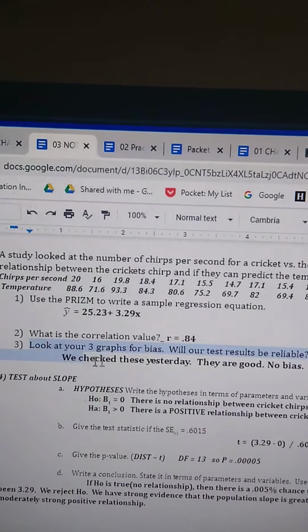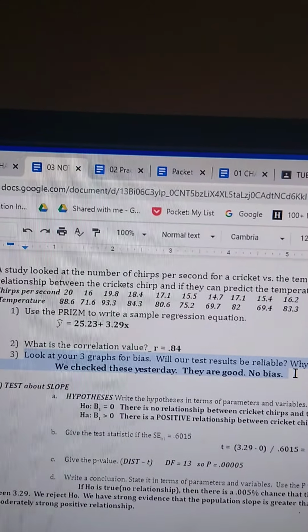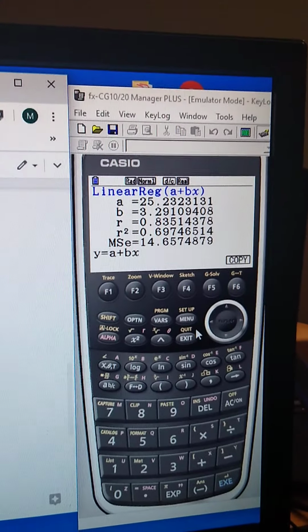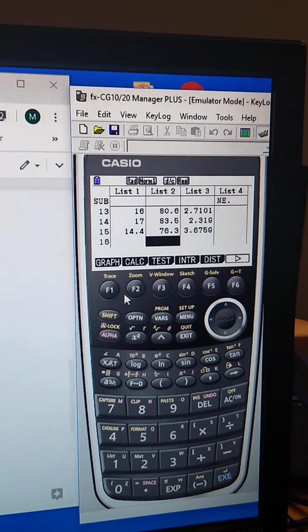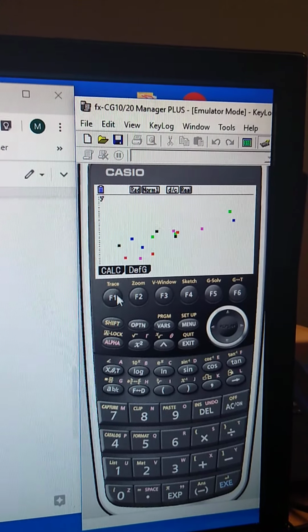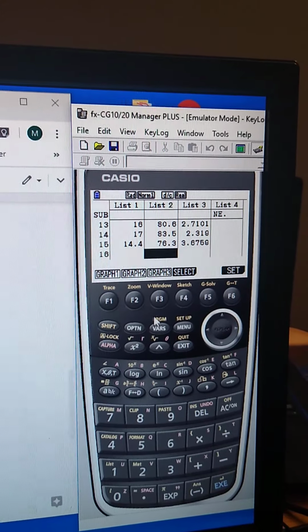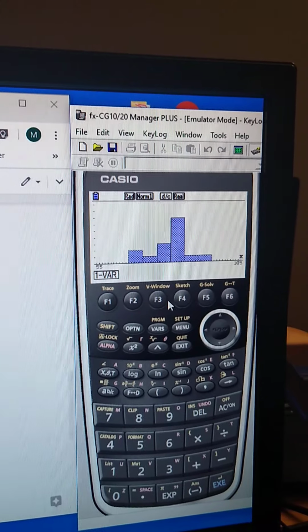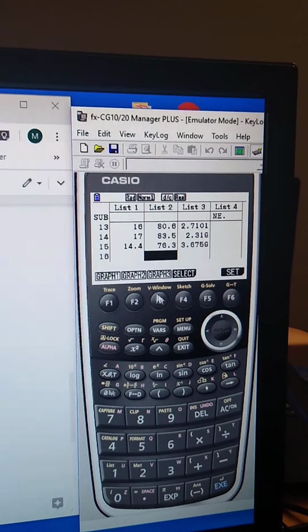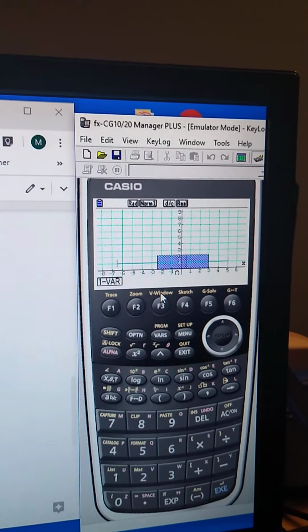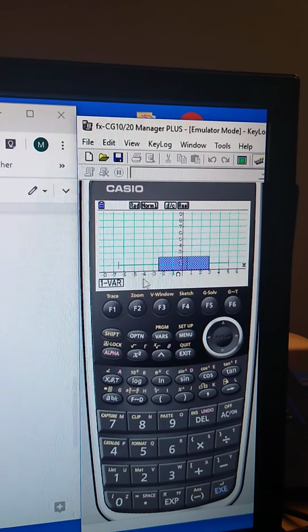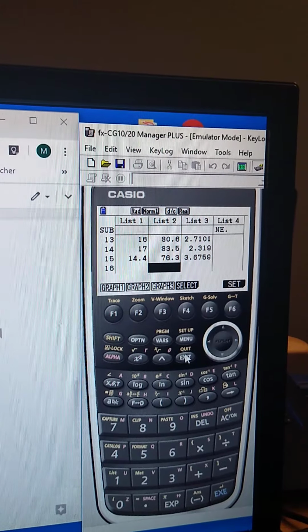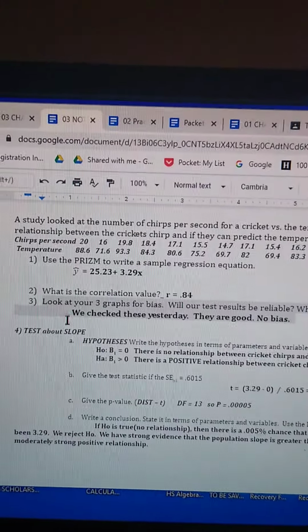Next, we're going to look at the three graphs for bias. Now, we actually did this for this data set yesterday already, and we found no bias. I'll walk through that again. So what I see for the graphs is graph 1 I have set up as a scatter plot. Yep, looks linear. Graph 2, looking at the histogram of the Y values, looks roughly normal. Graph 3, do the residuals have any outliers? And no, there are no outliers here. So everything looks good. As far as you know, it's random and independent. So our biases are good.